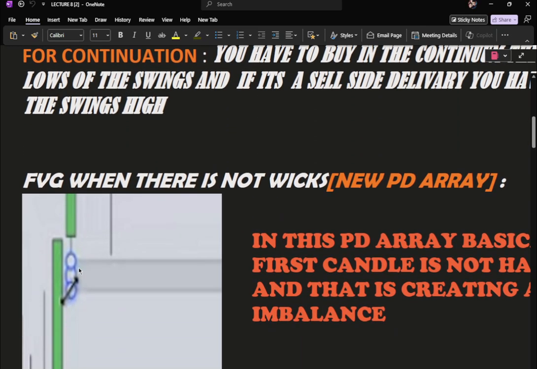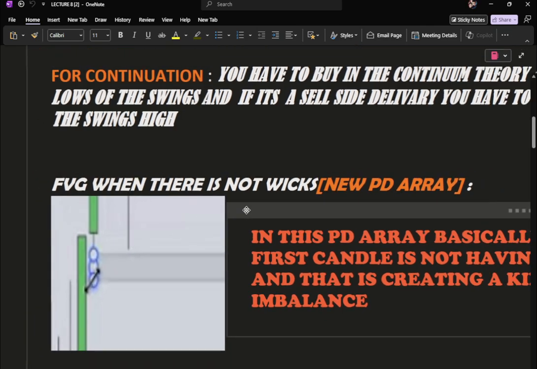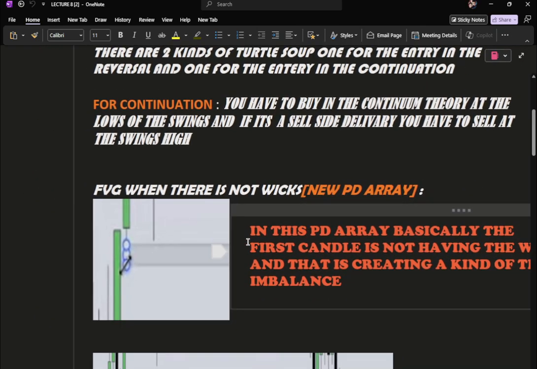This is one. This is an FVG plus this is a down wick. As the price trades beyond that, that's a turtle soup for the entry, right? For the continuation. Now there is another PD array. When there is no wick, a new PD array. In this PD array basically, so this was a PD array basically.